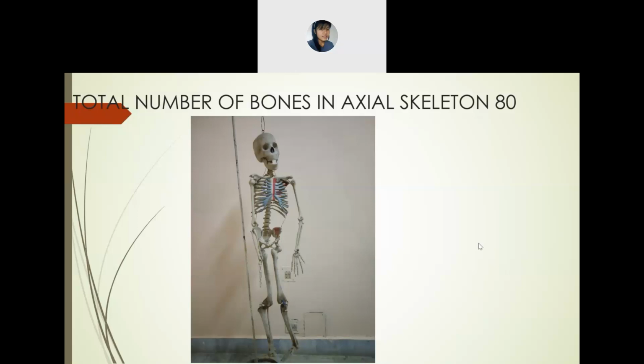Am I audible? Audible or not? Yes, ma'am. Okay, can you tell me where is the pelvic girdle? Wait, let me point some parts. Is this your pelvic girdle? Yes or no? No, ma'am. Okay, is this it? Yes, ma'am. Okay, good.